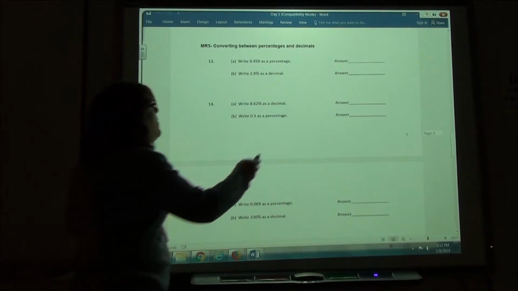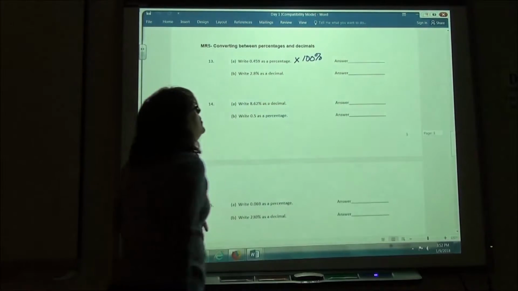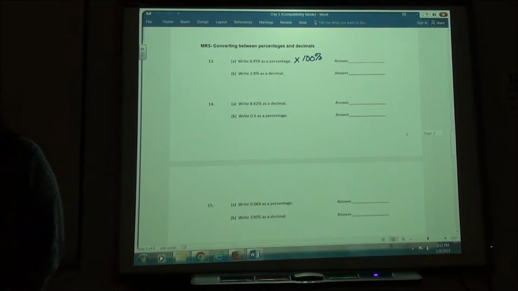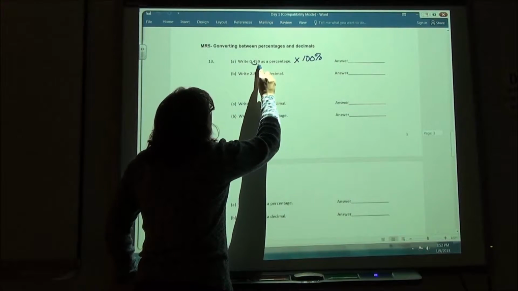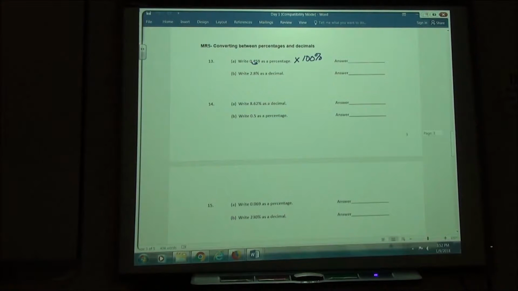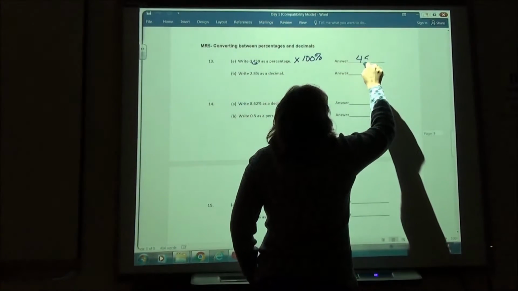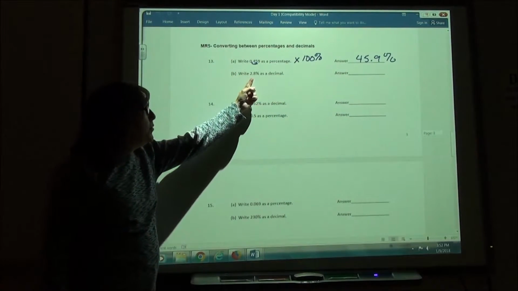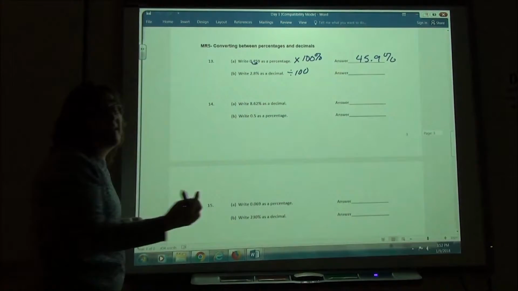When I multiply by 100, all I have to do is move my decimal 2 places to the right. You could use your calculator, but quick way, just move it over 2 places. 100 has 2 zeros. Our number system is powers of 10. So I would have 45.9%.